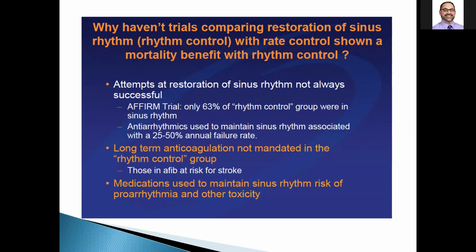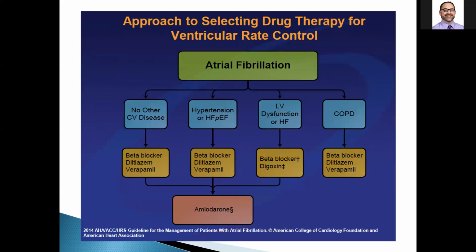So we're not seeing a lot from the AFFIRM trial that are looking at pharmacologic rhythm control or cardioversion. There are some new studies that show that catheter ablation may be the way to go if possible. That will decrease the reoccurrence of patients coming in with heart failure and things. So, approach to selected drug therapy for ventricular rate control.